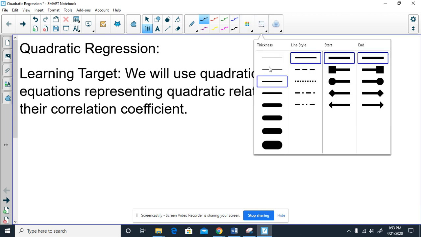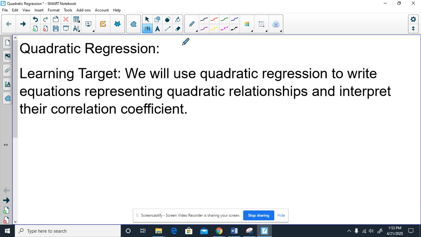Hello, Algebra 2. Today we are going to look at what's called quadratic regression, and we're actually going to use Desmos in order to help us write quadratic equations that represent different relationships. We're also going to look at what a correlation coefficient is and what that tells us about the data. In your statistics future, you're going to learn a little bit more about this and the importance, and you're going to use regression a little bit more.